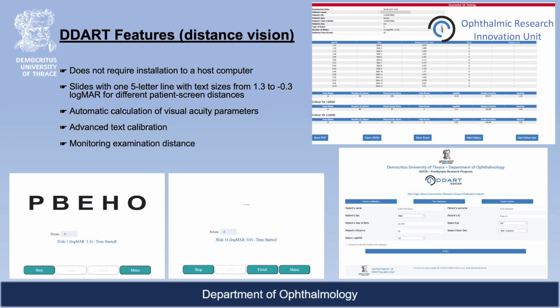Similarly, DART for distance vision does not require installation to a host computer, provides advanced text calibration features, monitors examination distance, and automatically calculates the visual acuity scores. DART for distance vision displays 5 letters on each slide with text sizes from 1.3 to minus 0.3 logMAR for different patient screen distances.